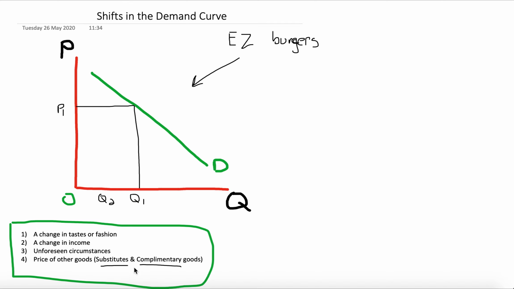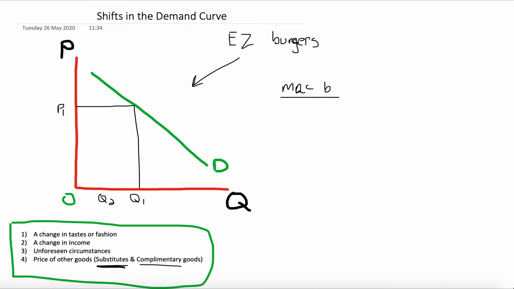And what might be a substitute good for our Easy Burgers? A good that someone might be able to buy instead of our Easy Burgers. Well, it would be another brand of burger, wouldn't it? Another brand of fast food. And again, I don't want to name any brands, so I'm just going to call them Mac Burgers. I'll leave it at Mac B. So you should know that that's Mac Burgers, okay?